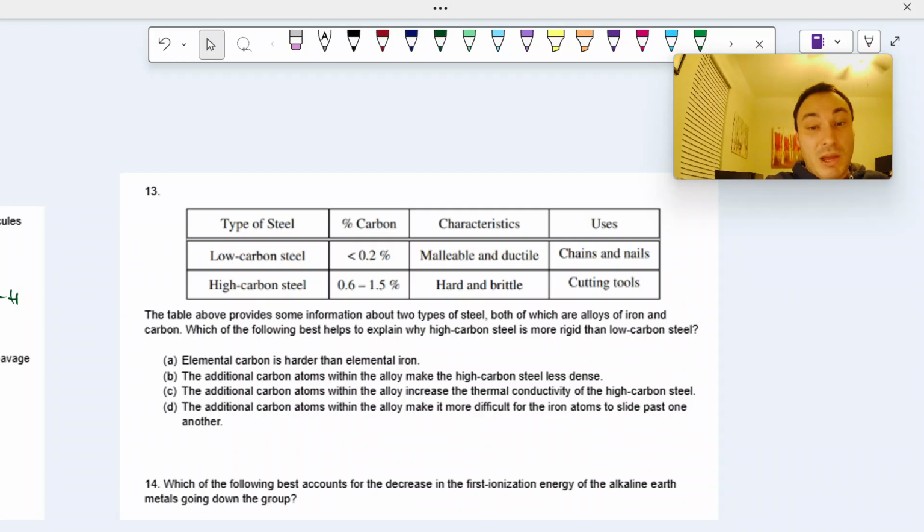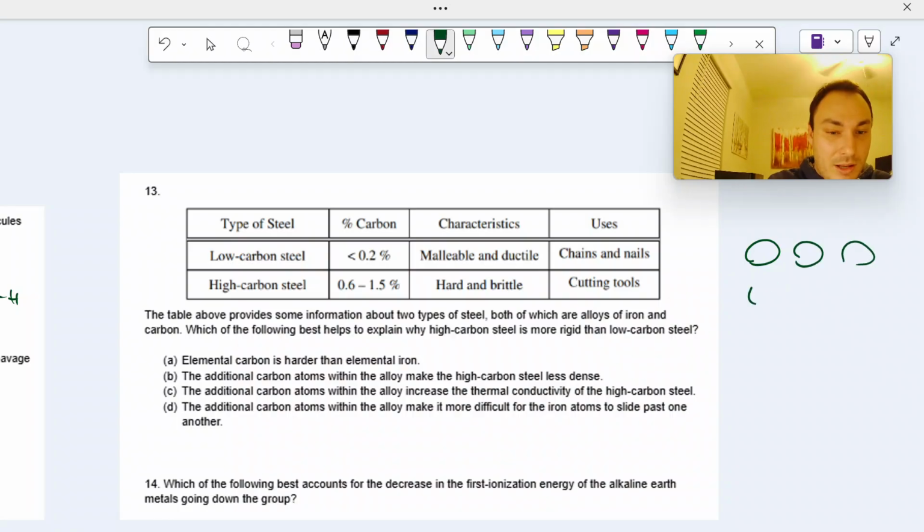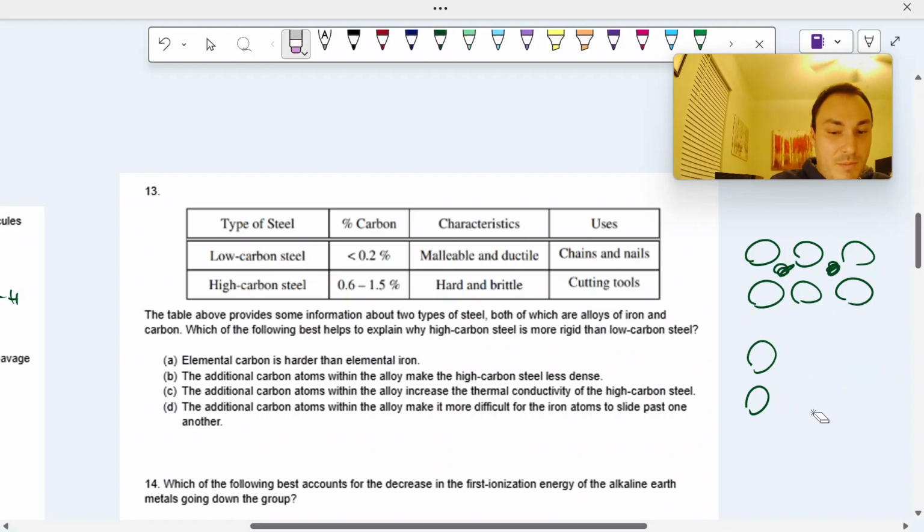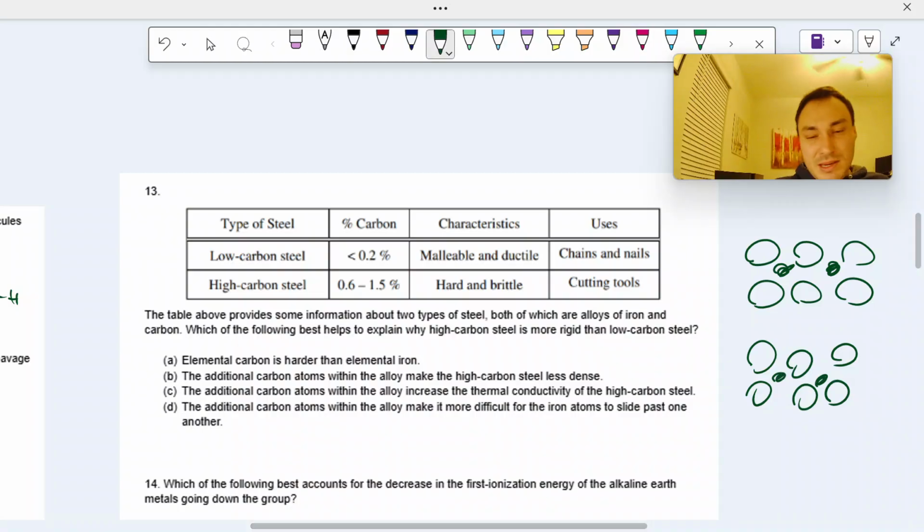So, metals are malleable, which means if you hit them with a hammer, they bend. This question is asking, when we add carbon in there, does it bend less? If we imagine a metallic lattice with irons, when we hit it, it's going to bend. There's before and after. When we add carbons in there too, this is going to be an interstitial alloy. It's going to bend less. To me, that seems like those carbon atoms are restricting the motion of the iron atoms.